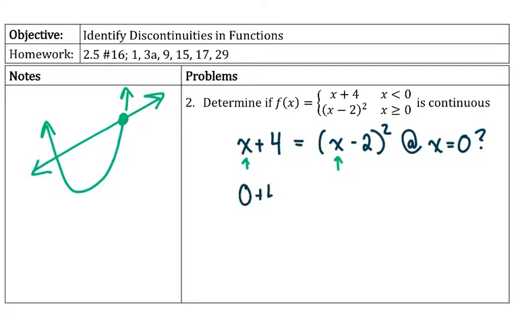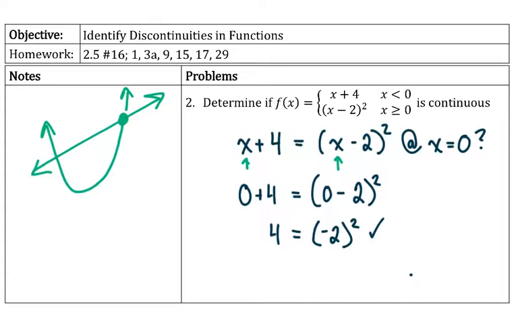So 0 plus 4 is equal to 0 minus 2 squared. 4 equals negative 2 squared. Yep. Since they are both equal, that means that f of x is continuous.